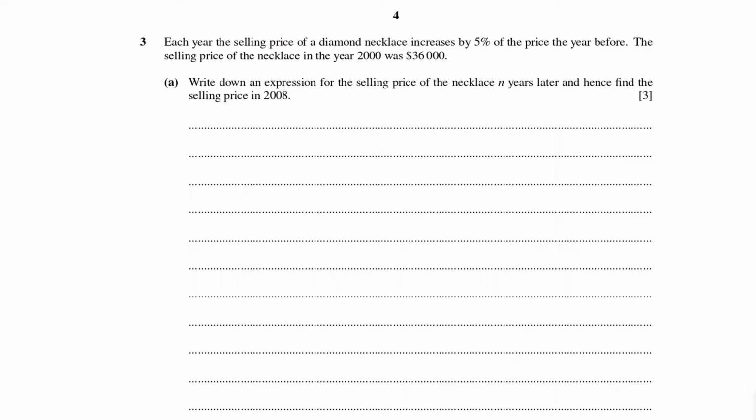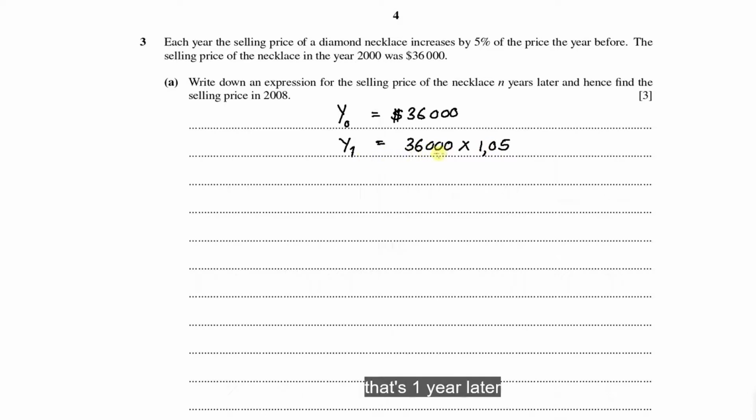From the information we have in the question, we are starting with the value of the necklace, which I want to call Y0, to be 36,000. After year 1, the value of the necklace would have increased by 5%. So in dollars, 36,000 increasing by 5% is the same as multiplying this by 1.05. So this will be the new value after year 1.